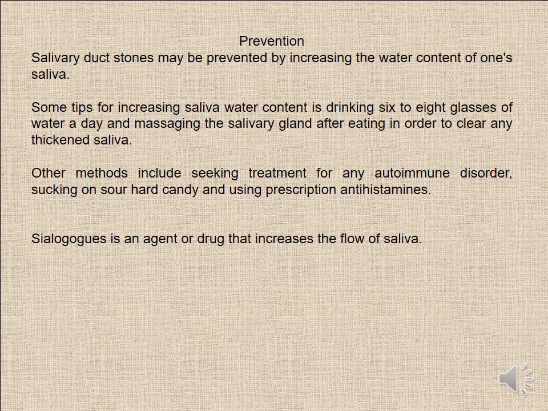How to prevent formation of stones in the duct of the salivary gland? Salivary duct stones may be prevented by increasing the water content of one's saliva. Some tips for increasing saliva water content are drinking 6 to 8 glasses of water a day and massaging the salivary gland after eating in order to clear any thickened saliva. Other methods include seeking treatment for any autoimmune disorder, sucking on sour hard candy, and using prescription antihistamines. A sialagogue is an agent or drug that increases the flow of saliva.